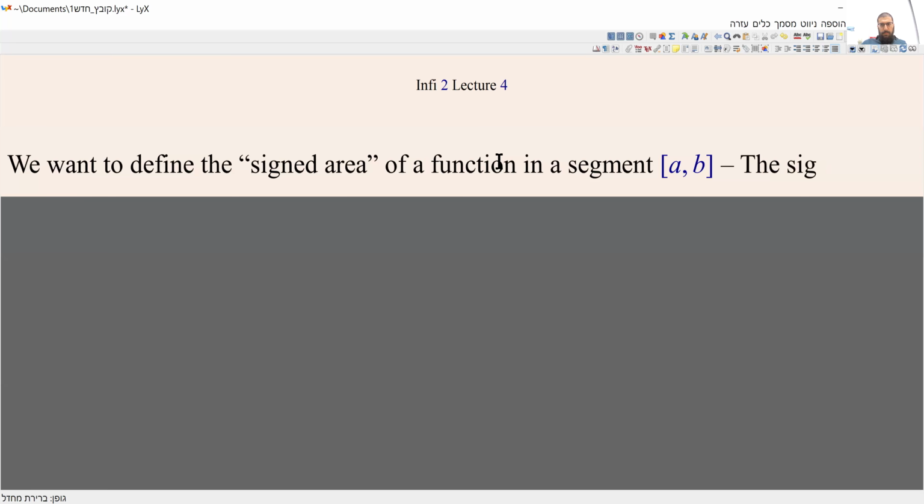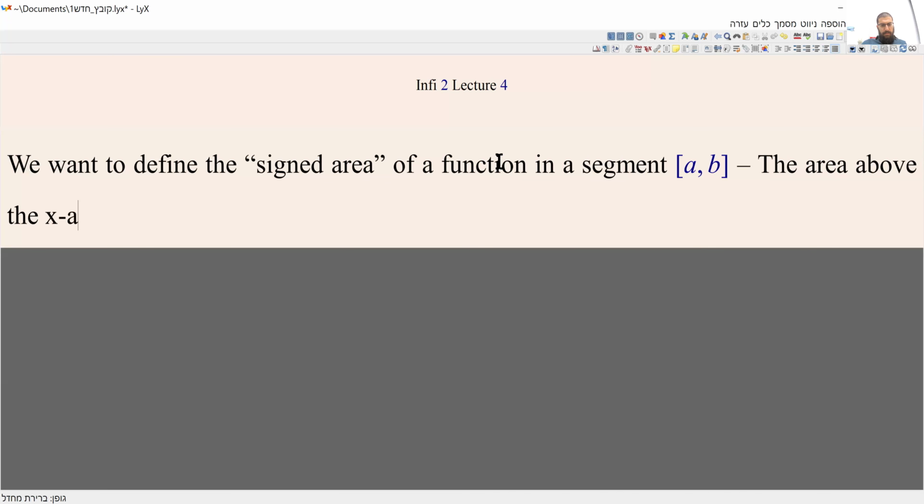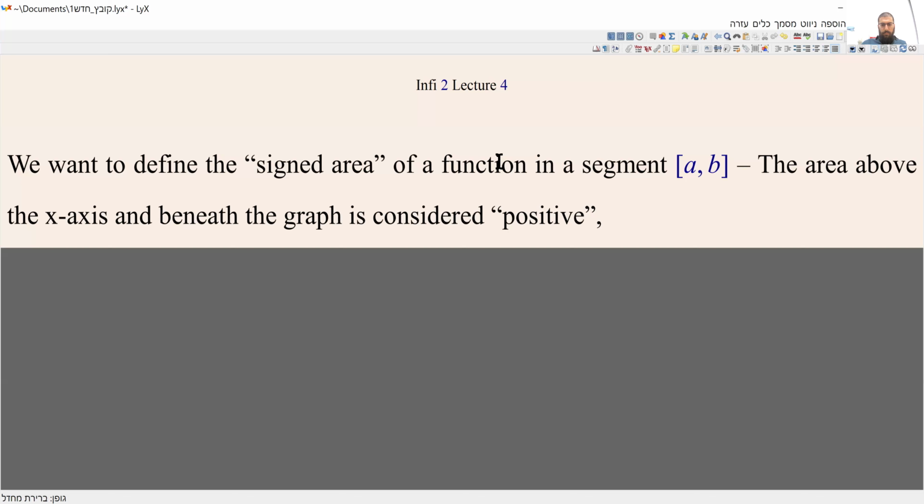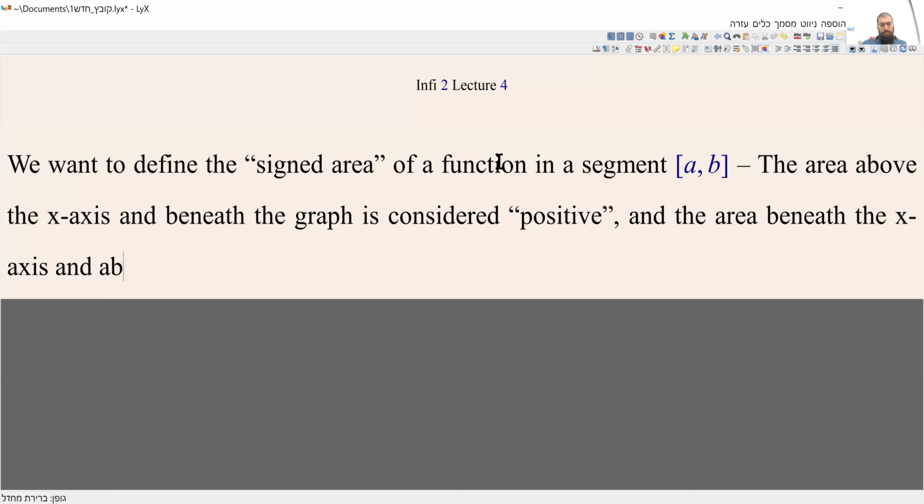The signed area: the area above the x-axis beneath the graph is considered positive, and the area beneath the x-axis and above the graph is considered negative.